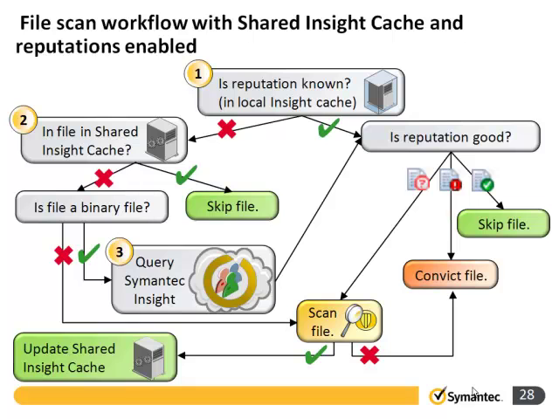If the reputation or file is not known in the local client insight cache, it will go to the shared insight cache. Then again, it will check its reputation, and it will skip it potentially if it's good. If it's not, or if it's a binary file, it will then query the Symantec insight potentially. It may update the shared insight cache with the information, and potentially it may scan the file if none of this information comes through.